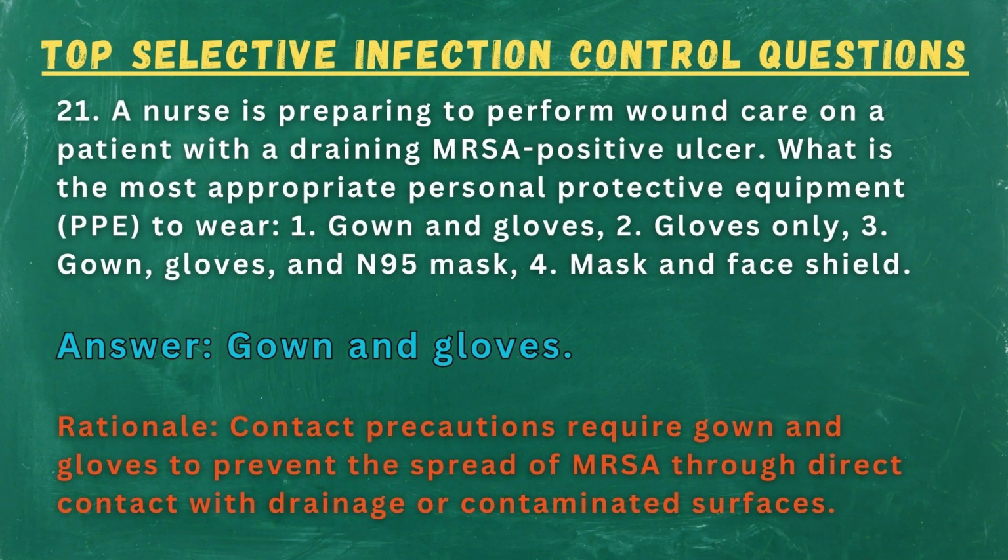21. A nurse is preparing to perform wound care on a patient with a draining MRSA-positive ulcer. What is the most appropriate personal protective equipment, PPE, to wear? 1. Gown and gloves. 2. Gloves only. 3. Gown, gloves, and N95 mask. 4. Mask and face shield. Answer: Gown and gloves. Rationale: Contact precautions require gown and gloves to prevent the spread of MRSA through direct contact with drainage or contaminated surfaces.